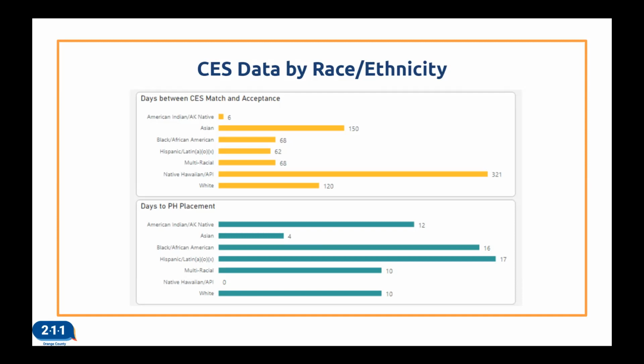Days to PH placement. When we look at our data as a whole for days to PH placement, the overall average is 8 days. The average is slightly skewed because of the 0 days from Native Hawaiian, Asian Pacific Islander right here. Asian and Native Hawaiian, Asian Pacific Islander are moving into housing units quicker than the overall average. However, the population is much smaller compared to the other groups, while the other race groups are taking almost 2 times as long to move into housing units.